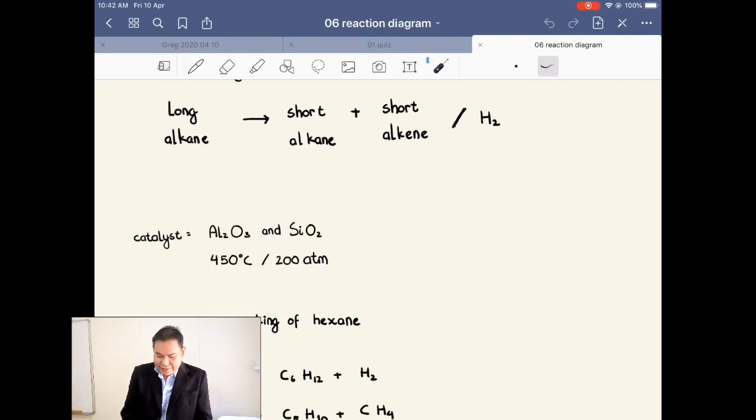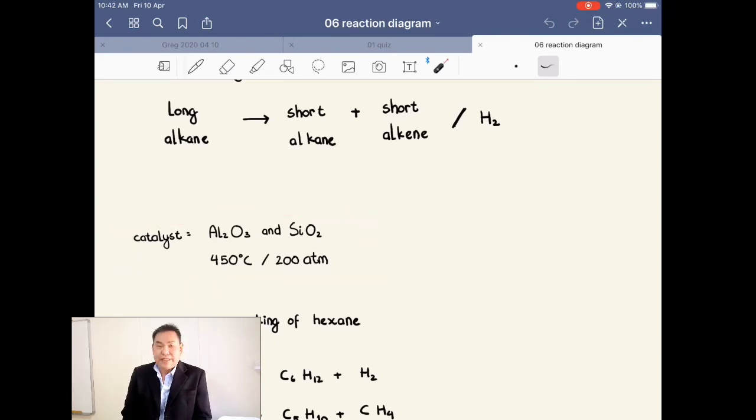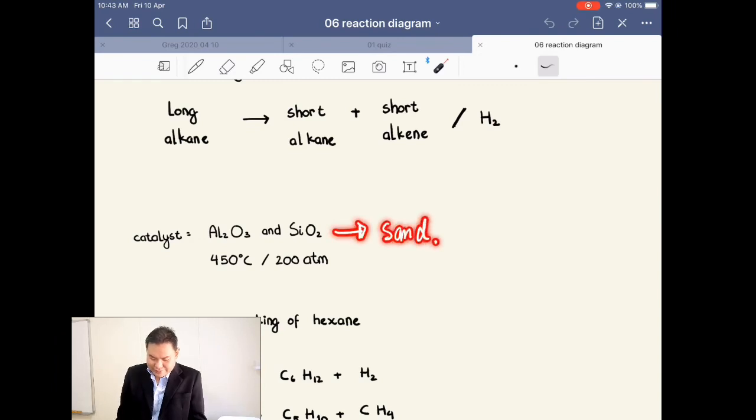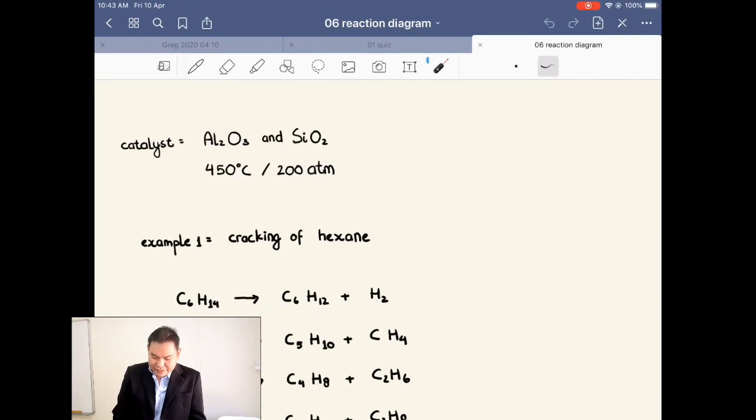The catalyst you must also memorize. The catalyst is Al2O3 and SiO2, 450 degrees Celsius and 200 atm. Besides this, we have some other catalysts, but the simplest one that we are learning now is only Al2O3 and SiO2. SiO2 is simply sand, right? So it's high temperature and high pressure, right?